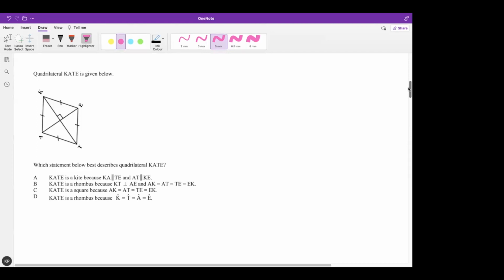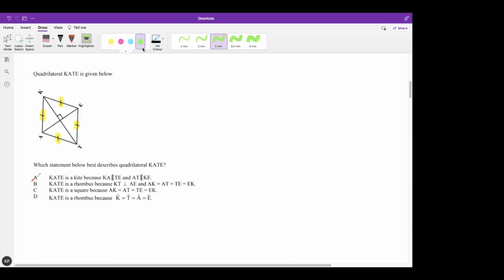Okay, let's look at the properties of this. So all sides are equal, right? All the sides are equal. That's what this means. So can it be a kite? Can it be a kite if all the sides are equal? No. So we've already eliminated option A. Do you see that? So it cannot be option A. That's not possible.